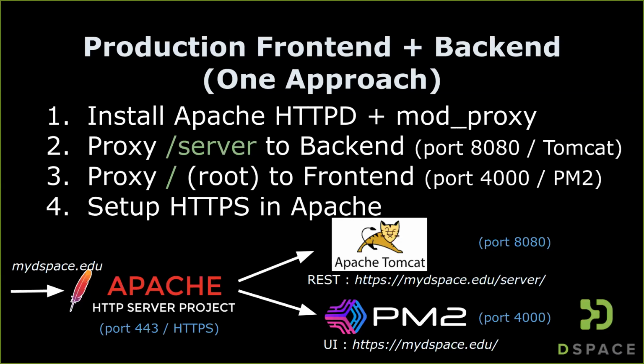You can have the Tomcat and the PM2 on totally separate servers. You can even have them under separate URLs. So right here, I have them under a subpath example under mydspace.edu, but you could have one being api.mydspace.edu for your REST API and just mydspace.edu for the UI. There's a lot of ways you can mix and match these, but this is one very basic example that we document within our installation process that you might want to take a look at as you're getting familiar with DSpace 7.